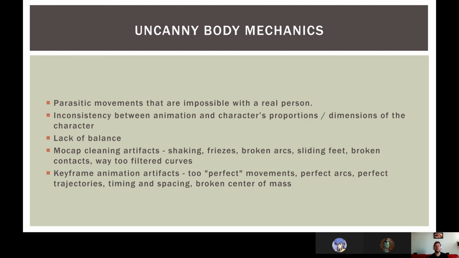Inconsistency between animation and characters' proportions, which I've already talked about: proportions, dimensions of the characters. You need to always match the way the character moves and the way the character looks, in terms of the silhouette, in terms of the size of the mass. A good example is historical movies where the actors fight with plastic swords. Plastic swords don't weigh as much as real metal swords, so you can easily spot that the sword is fake because it doesn't have mass, it doesn't have inertia. The same happens with character animation. You can easily spot if the size and mass don't match the animation.